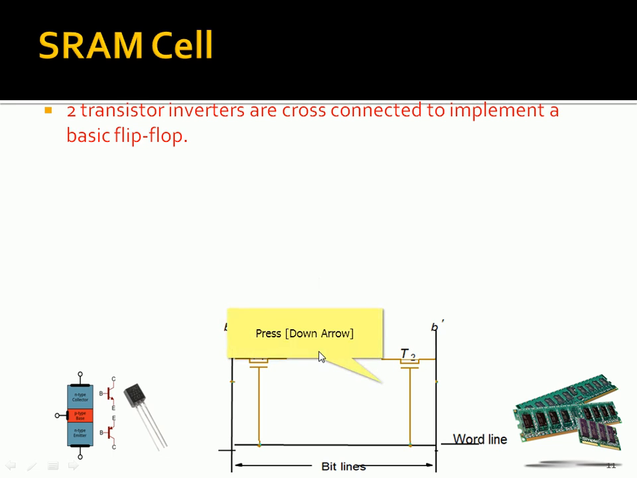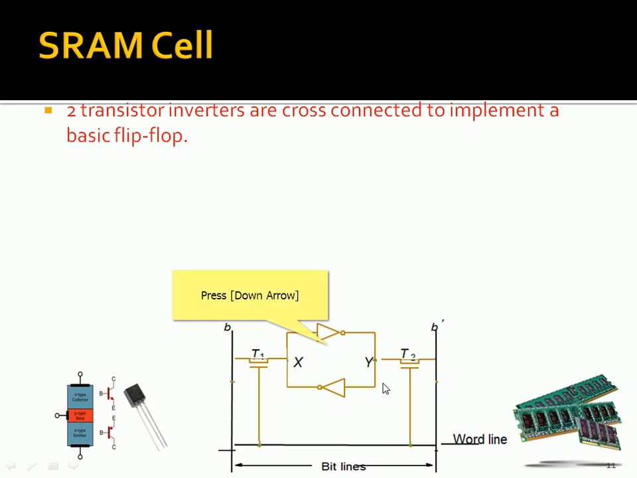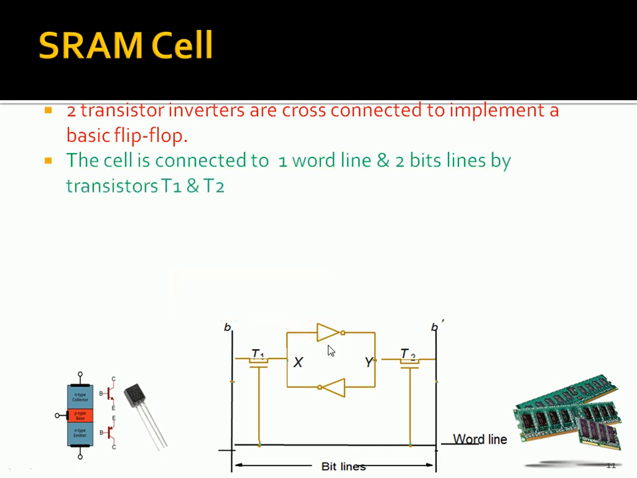The transistor base will be connected to the word line, and the other will be connected to the bit line. In between the transistors there is a NOT gate. The diodes will be constructed at the X and Y junction, so it will have a converse value. The cell is connected to one word line and 2 bit lines by transistors T1 and T2, right? So T1 and T2 transistors will be there to connect.